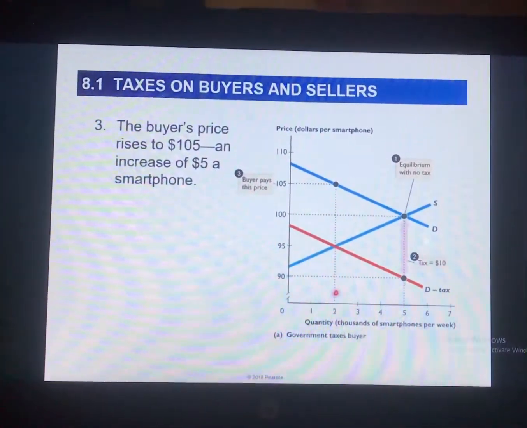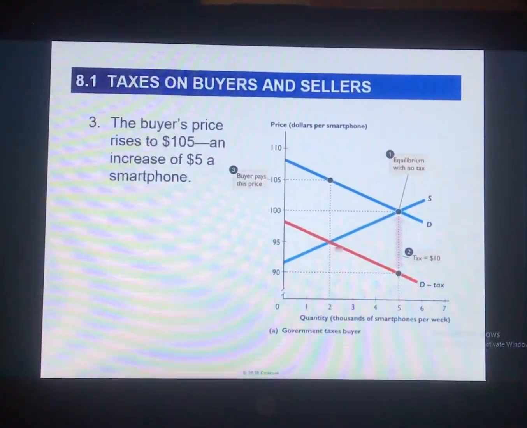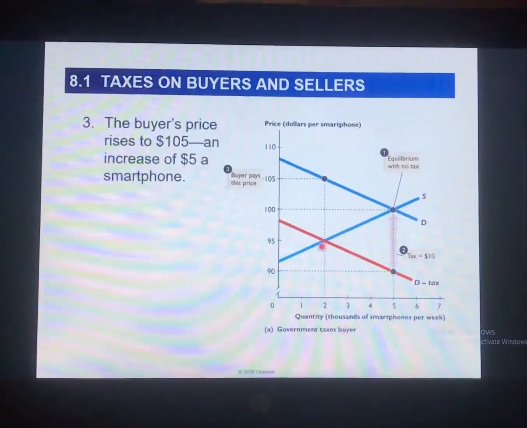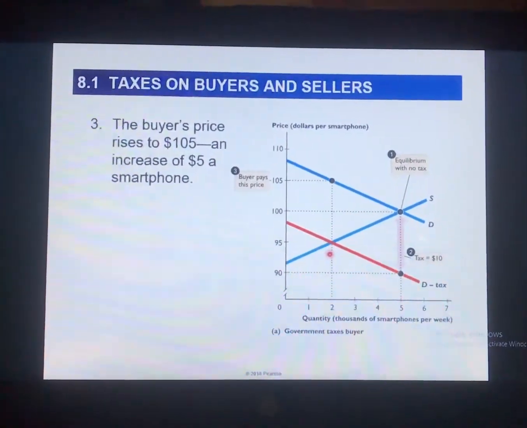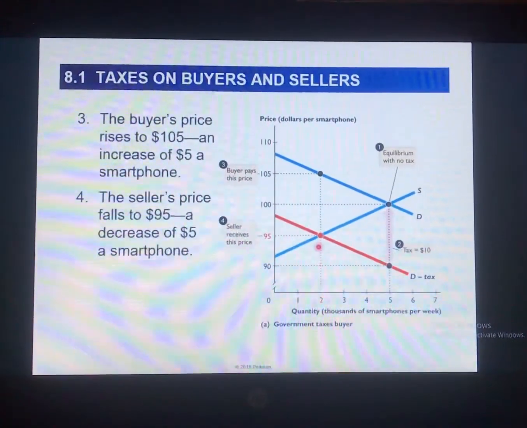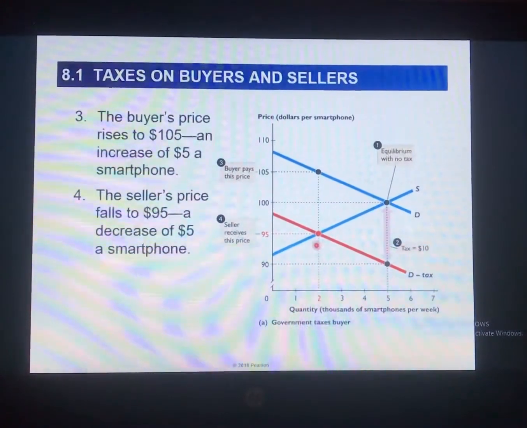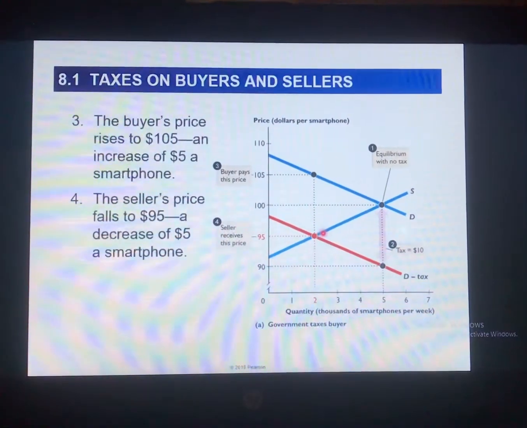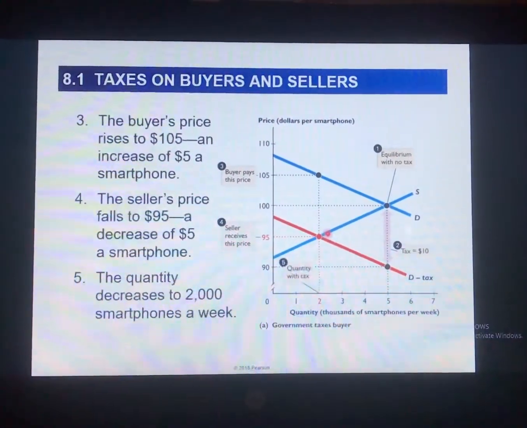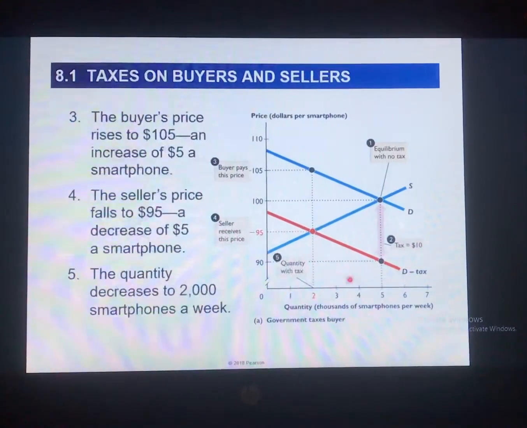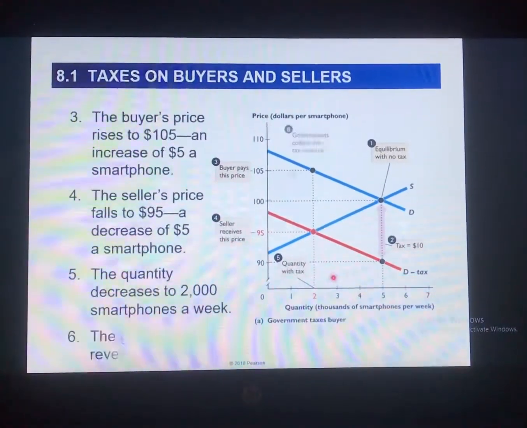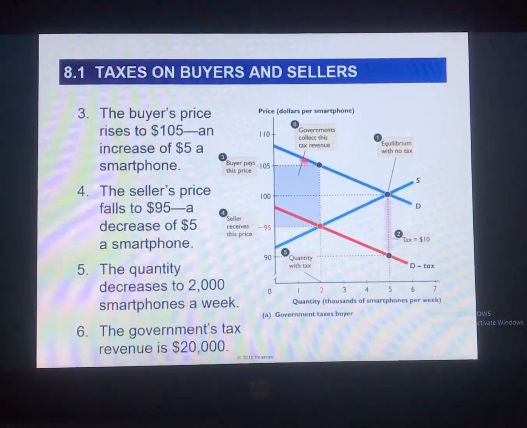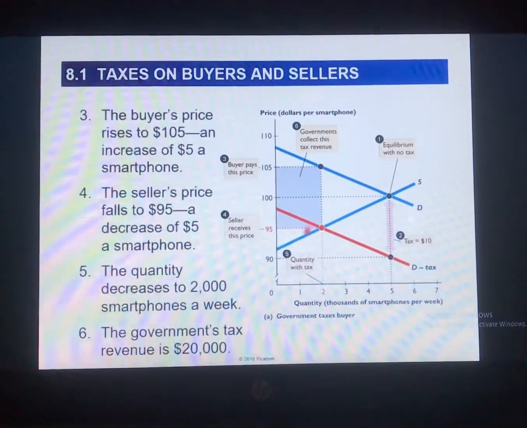So the buyer's price rises to $105. That's the new equilibrium point. And the seller's price falls to $95, a $5 decrease in the price of the smartphone. The quantity decreases to 2,000 smartphones per week. The government's tax revenue is $20,000. That's this box labeled here.